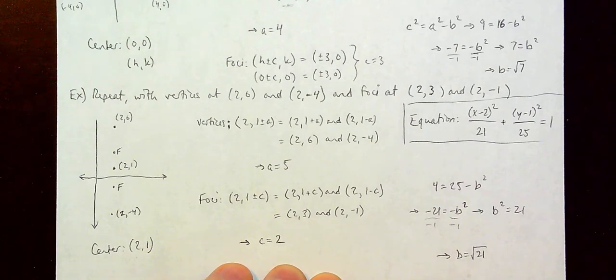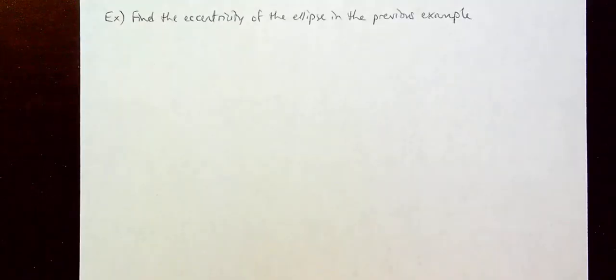So those were our two sample problems: finding the equation for an ellipse given some key pieces of information, the vertices and the foci. Those are the only two things that you really need. You can determine the center from the vertices, and then you have all the information that you need. There's one last little calculation that I want to talk about in this video to wrap it up.